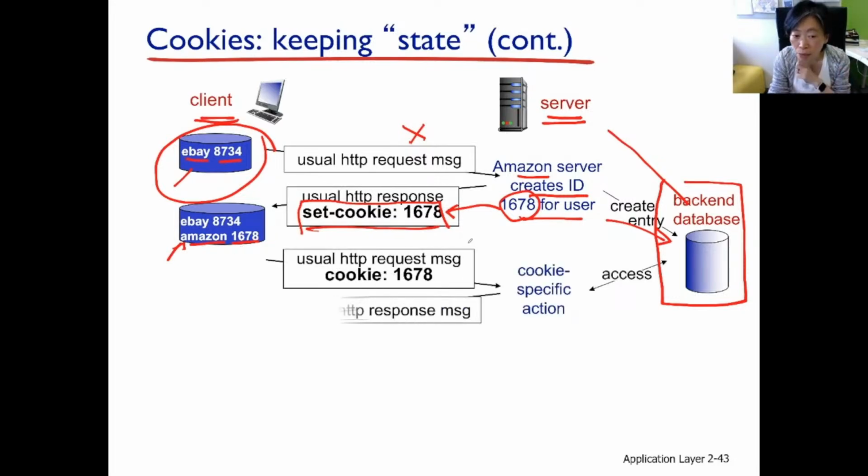So for the subsequent visits, subsequent browsing, all the HTTP request messages are going to carry the cookie header line, I am user 1678. Here the server, of course, will be generating the web objects, generating the HTTP response message that you're requesting with the request message. But the response message might also contain additional content.